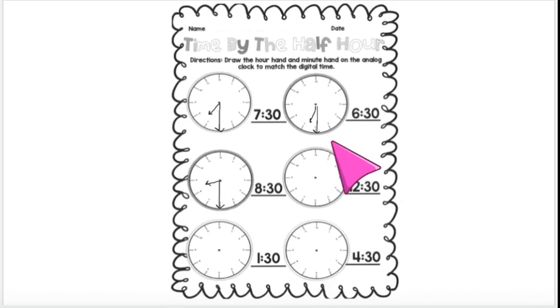I want you to try 12:30, 1:30, and 4:30 all by yourself. When you are all done, please send a picture to your teacher so we can double check that you really understand how to read and draw clocks to the half an hour.